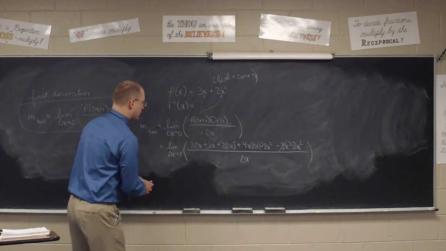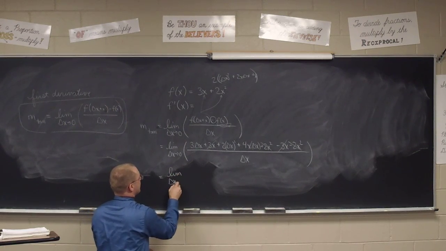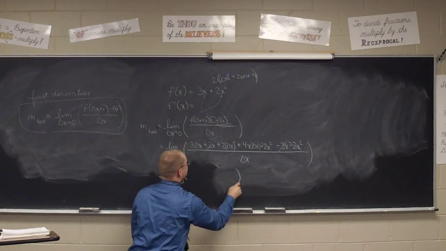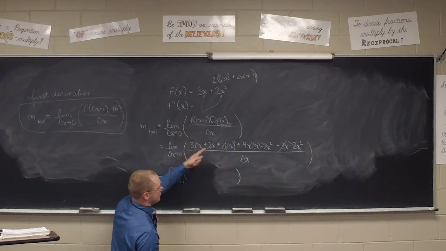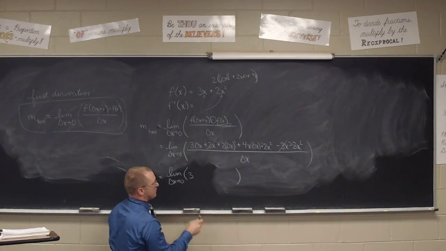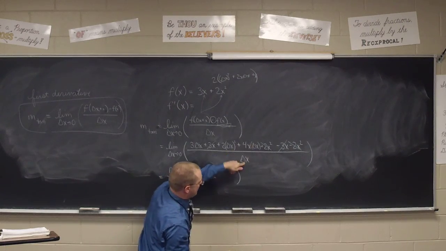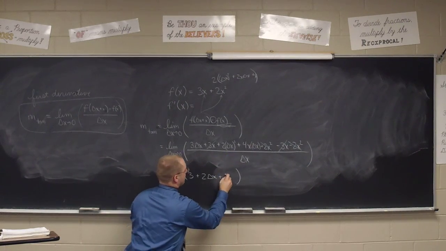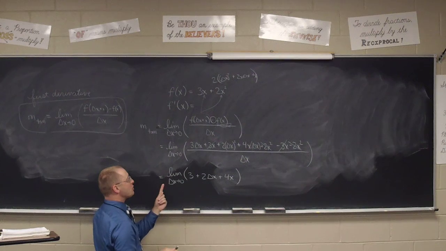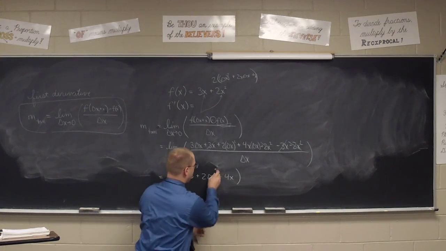So what I'm going to do is divide everything by delta x, so that I have the limit as delta x is approaching 0. It's not going to be a fraction anymore. Divide 3 delta x by delta x: 3. Divide 2 delta x squared by delta x: 2 delta x. And divide 4x delta x by delta x: 4x. And if we evaluate where delta x is 0, what am I left with? 3 plus 4x.